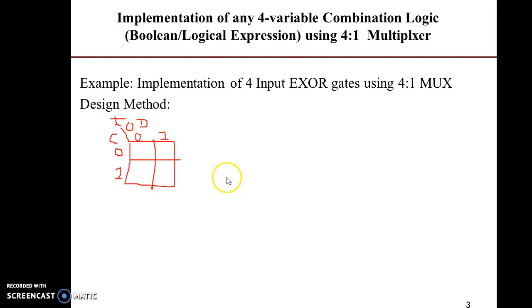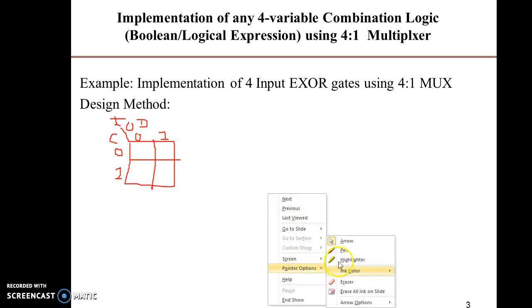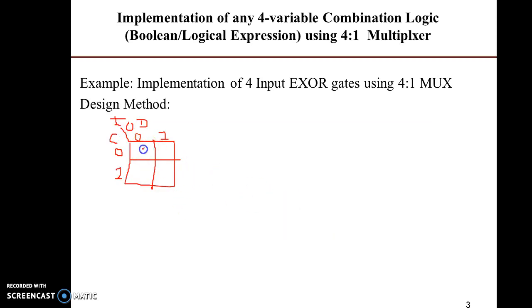0, output will be 0. If C is 0, D is 1, output will be 1. If C is 1, D is 0, output will be 1. If C is 1, D is 1, output will be 0.